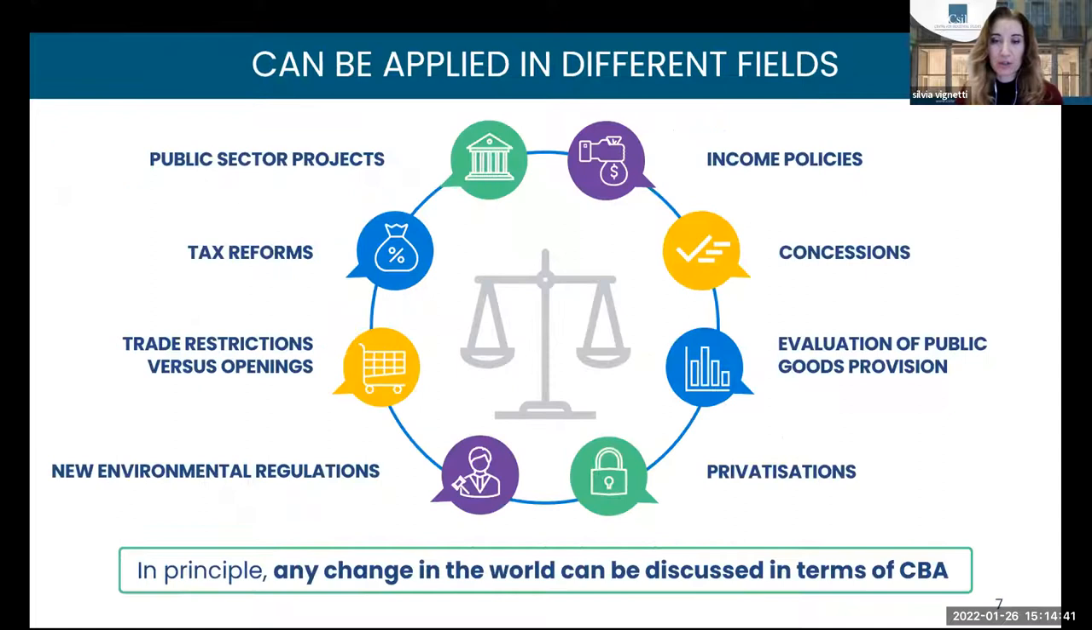CBA can be applied in different fields. You can look at individual projects, you can look at policies, you can look at legislation. So there are a vast number of fields in which CBA has been applied in practice. It has a very long history.